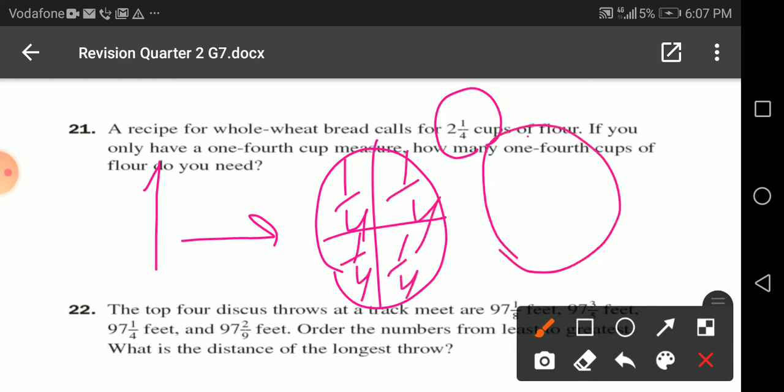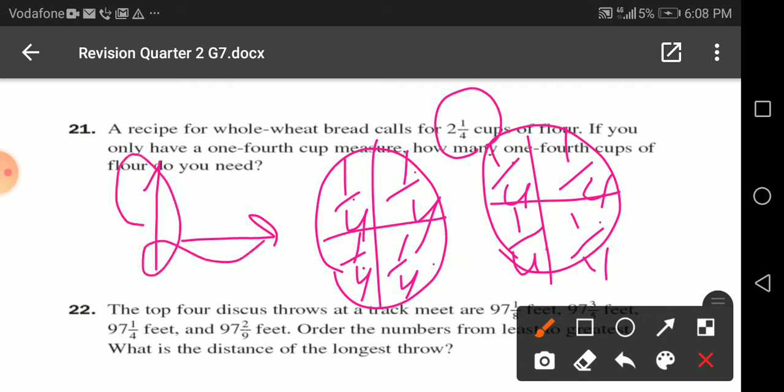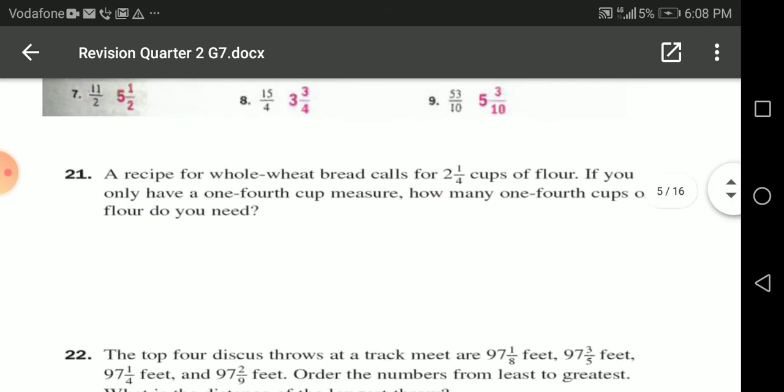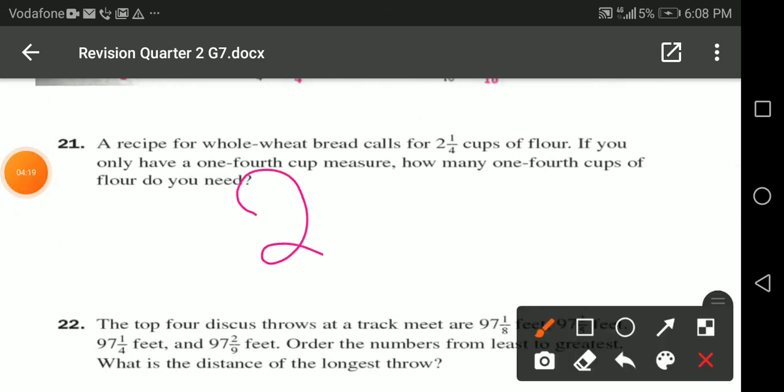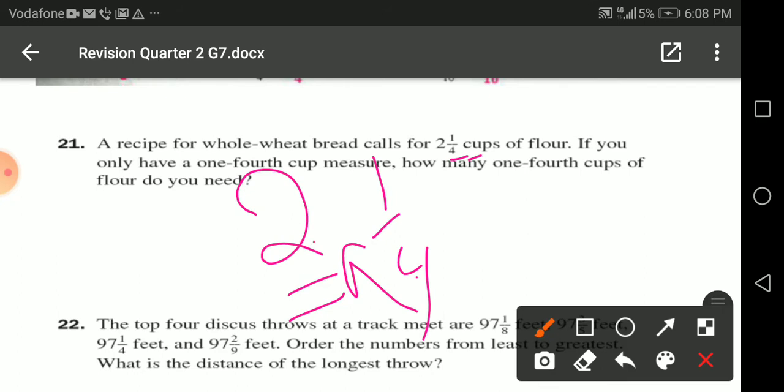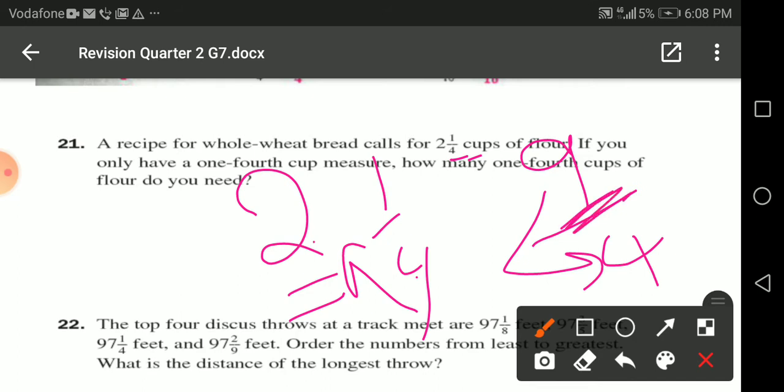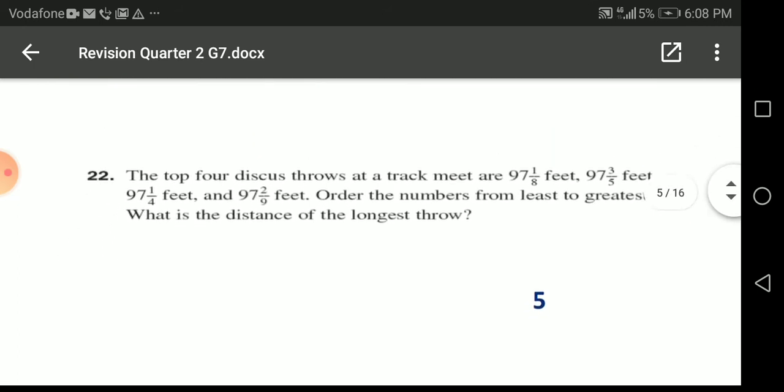If I have 2 wholes here instead of 1, how many quarters do we have? 1, 2, 3, 4, 5, 6, 7, 8. So I've got 8 quarters. The recipe needs 2 wholes and 1/4. So I can do it like this: 4 times 2, 8. 8 plus 1, 9. So it needs 9 over 4. So the answer is very easy, 9/4.